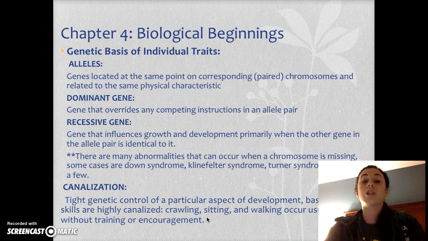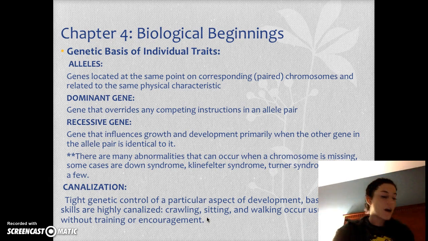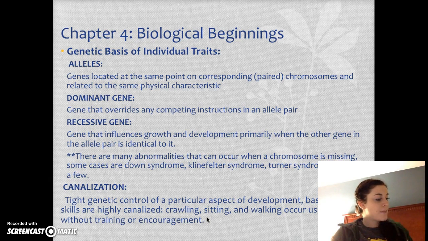There are a lot of abnormalities that occur when a chromosome is missing, and there are cases like Down syndrome, Klinefelter syndrome, and Turner syndrome. Those are just a few. Basically, with Down syndrome, they have all or part of an extra 21st chromosome, and they would have distinctively shaped eyes, a protruding tongue, thick lips, a flat nose, and a short neck. These are because they have that 21st chromosome.